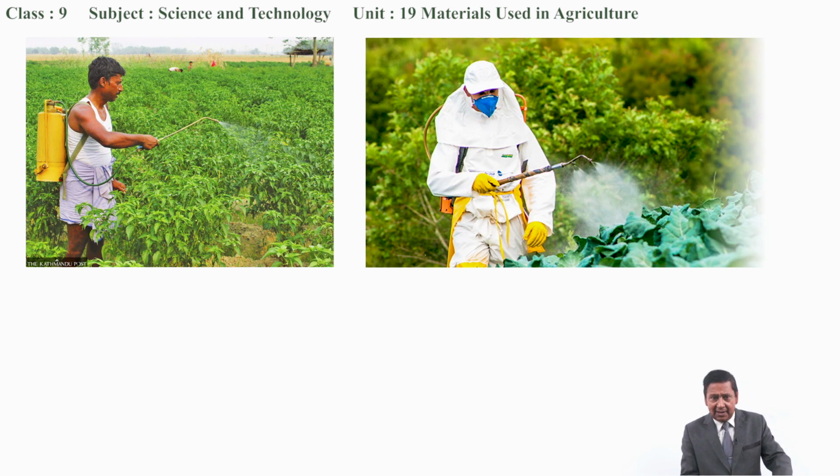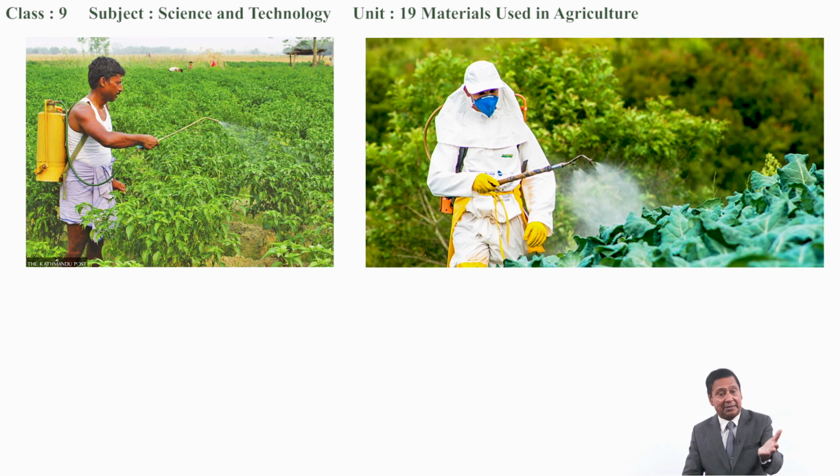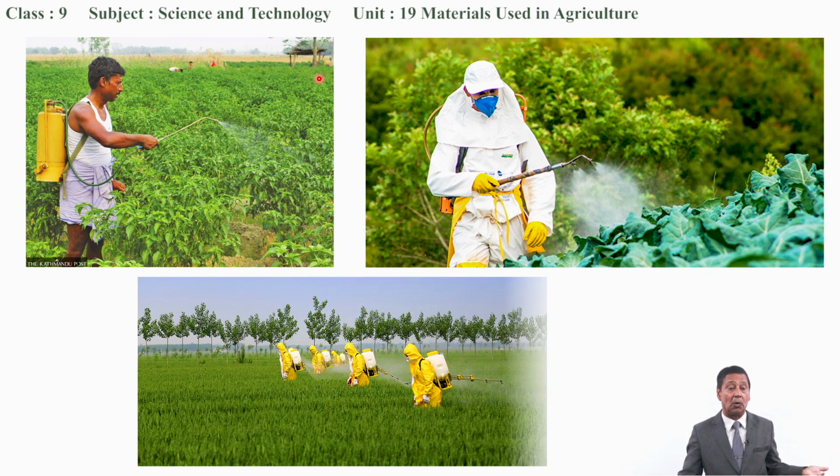Now look at this. Similar but with a different get-up, another person is spraying something over the crops. This is another one, and this is on a large scale. Something is being sprayed over the field. What are they spraying over the field?